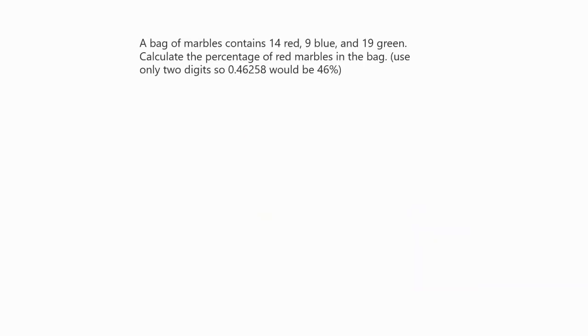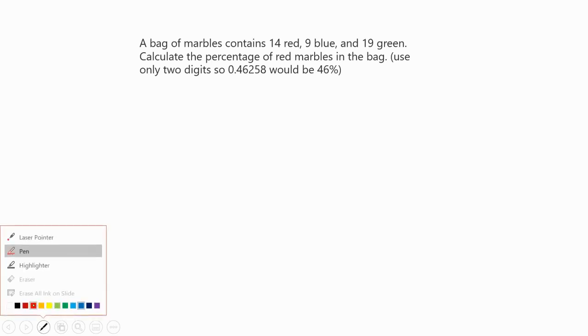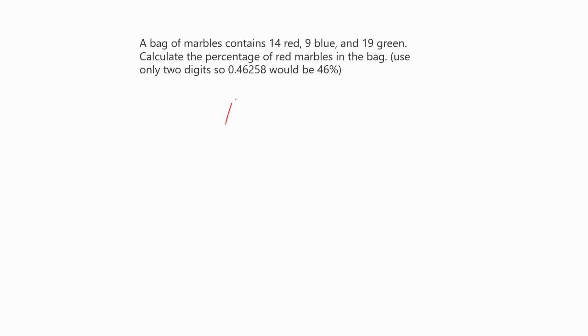All right. So this one, we'll do a little bit of this. This isn't really something we do much of. But if we have 14 red and we have 9 blue marbles and we have 19 green marbles, we're going to get the total. So we're going to add all those up. So 14 plus 9 plus 19. And that's going to give us 42 as our total.